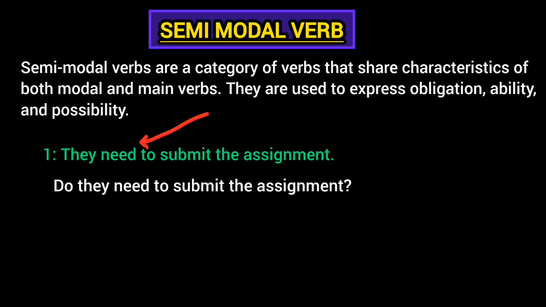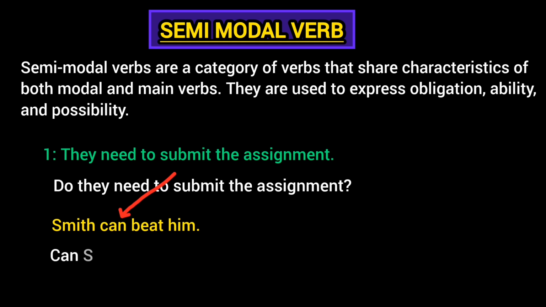You can see that is why it is called a semi-modal verb, because it functions like a modal verb, but structurally it has the quality of common verbs. And you should keep in mind that a modal verb does not require another helping verb to form an interrogative or negative sentence. Just look at this sentence, Smith can beat him. Here, can is a pure modal verb because if I want to change this sentence into an interrogative sentence, it does not need a helping verb. Just look, can Smith beat him?